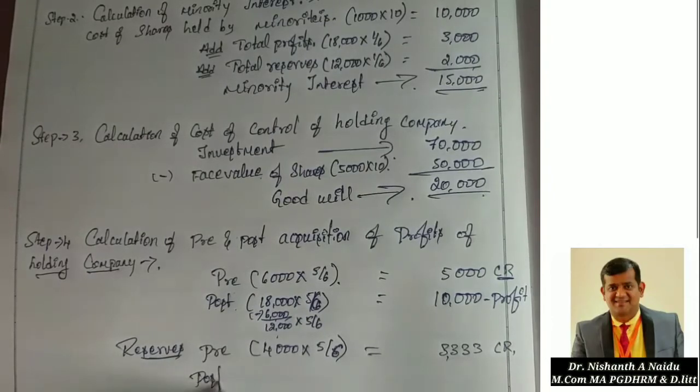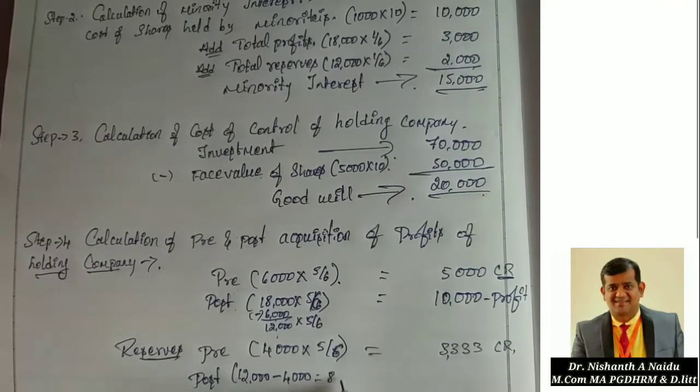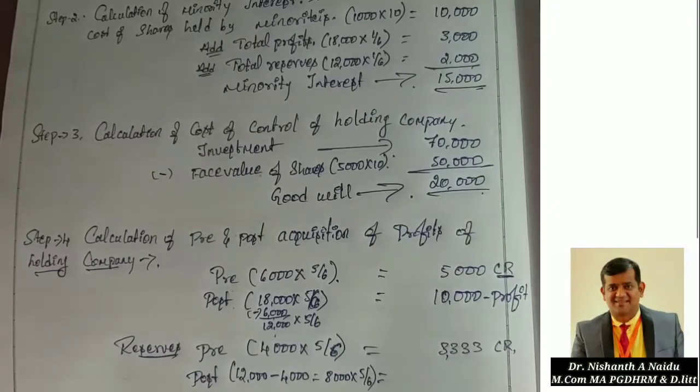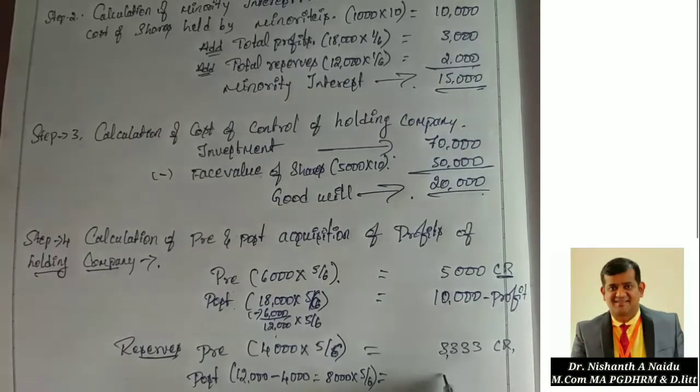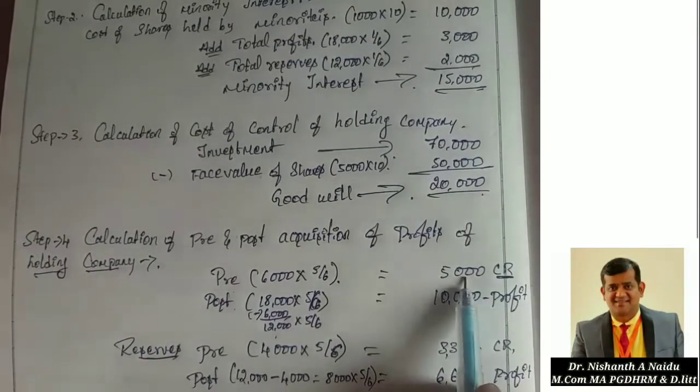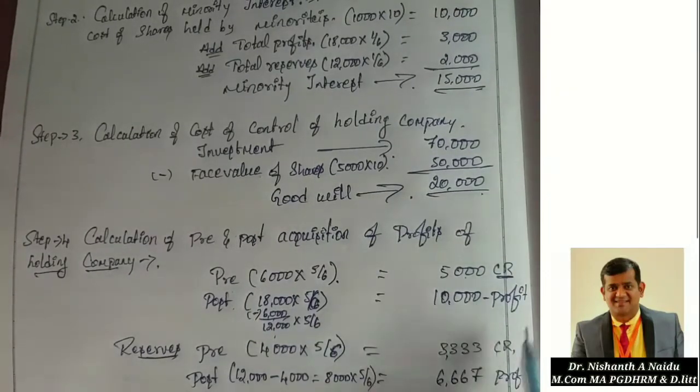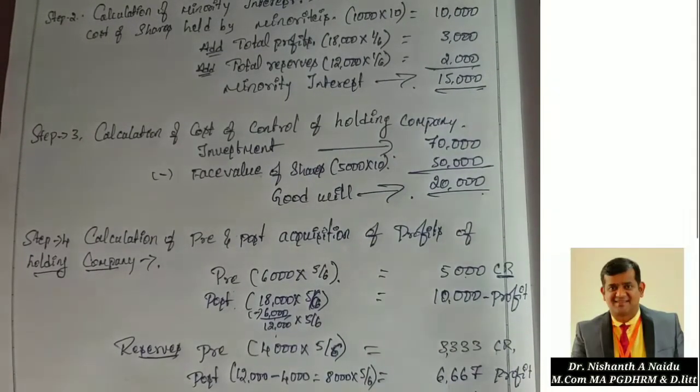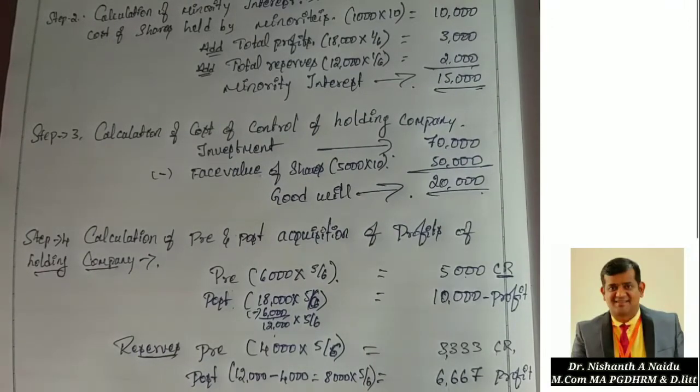Then post acquisition, how much has he given? That is 12,000, right? So 12,000 minus this 4,000, because pre-acquisition has to be deducted. You will get 8,000 into 5 by 6. Do it. 8,000 into 5 divided by 6 is 6,667. This needs to be transferred to profit. Remember, the earlier one should be transferred to CR, and these two should be transferred to profit. So we are done with the working note part.